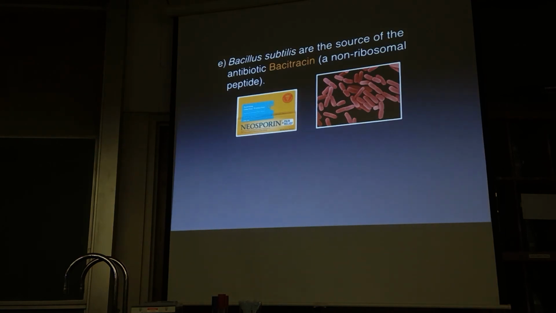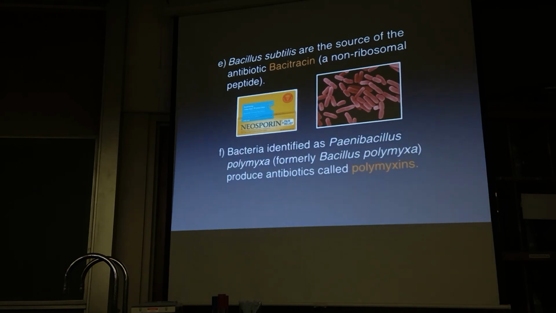Bacillus subtilis. This is the Bacillus that's responsible for producing bacitracin. This is an antibiotic, oftentimes used as a topical antibiotic in ointment, bacitracin. And then Paenibacillus polymyxa, used to be Bacillus polymyxa, is the organism that produces polymyxin. Polymyxin is another antibiotic.